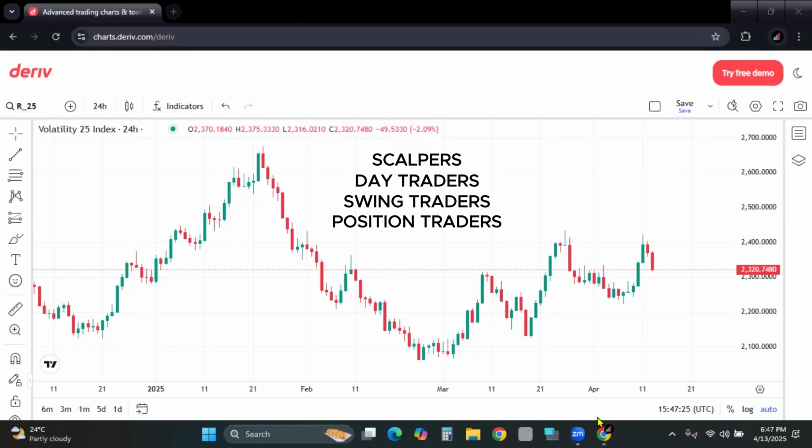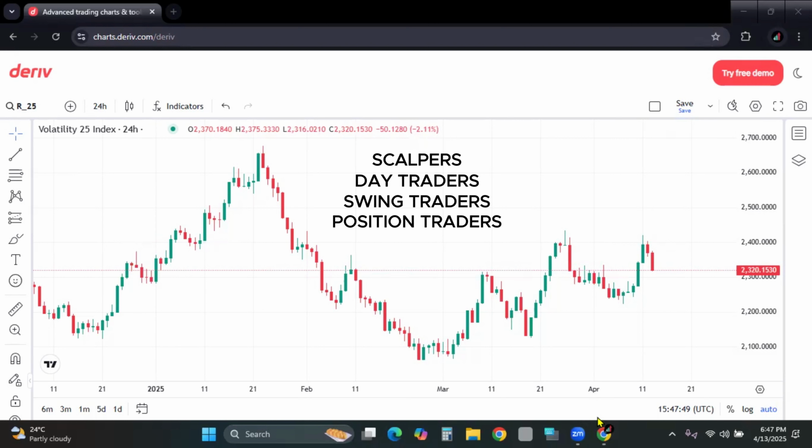Scalpers are short-term traders who aim to profit from small price fluctuations, often holding positions for just a few seconds. Then we have day traders who open and close positions within the same trading day, typically seeking to profit from daily price swings.